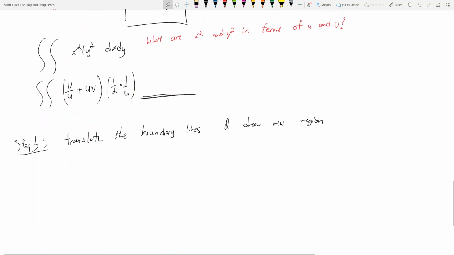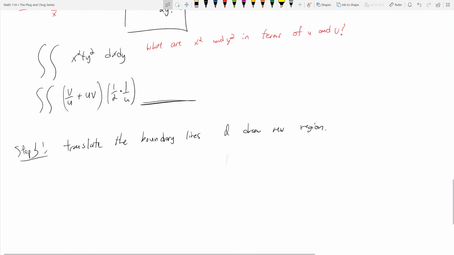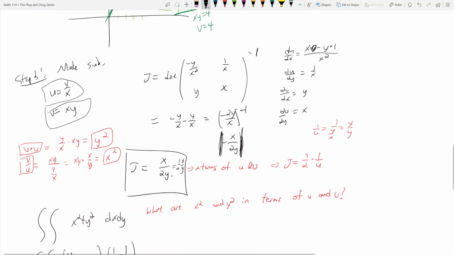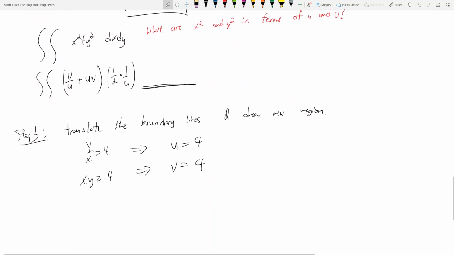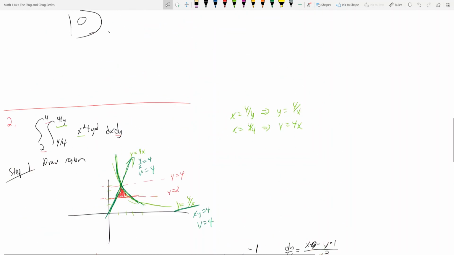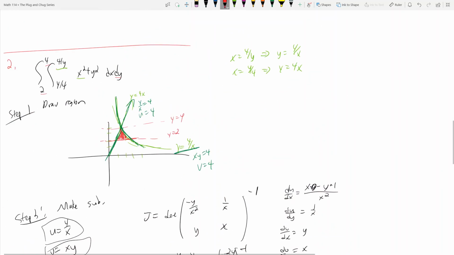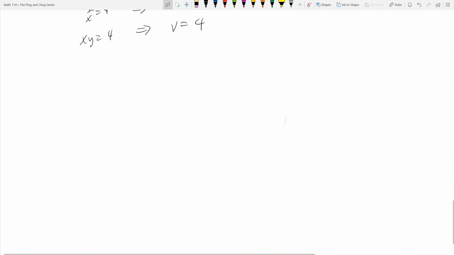We have y over x equals 4 becomes u equals 4, and we have xy equals 4 becomes v equals 4, and I really hope I did that correctly. Okay, yeah, that's fine. But now I have one last line in my region that I need to consider. This red line right here is part of my region, and I need to translate that into u and v as well. And the equation of my red line is y equals 2.